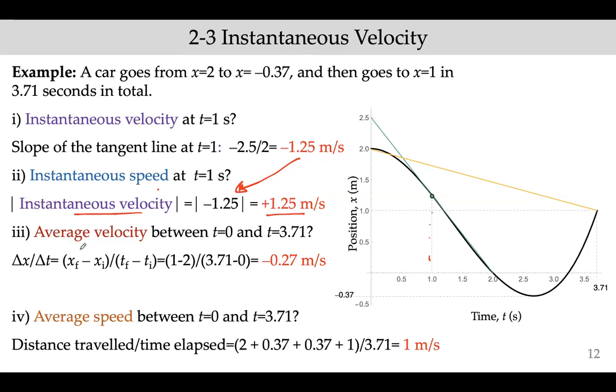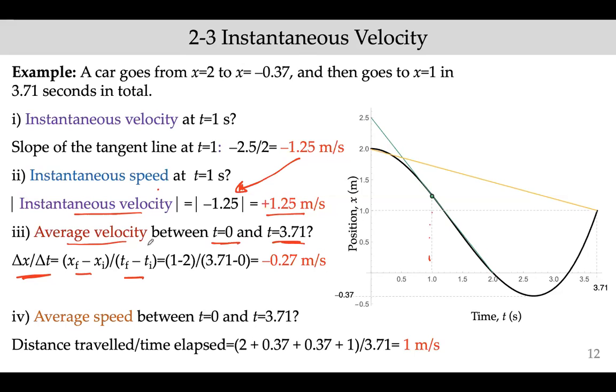Okay, the next question is, now we did the instantaneous velocity and instantaneous speed. Now the next one is the average velocity between 0 and 3.71 seconds. Now notice that when we talk about average, we are talking about two different time intervals. For average velocity, I'm going to use displacement divided by elapsed time.